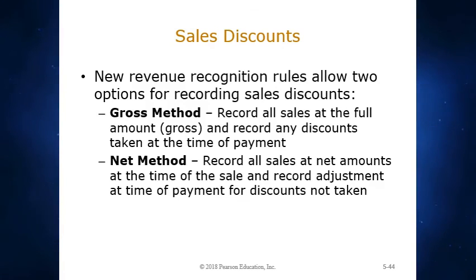When we determine sales discounts, there's a couple of different ways we can do it. We have the gross method and the net method. The gross method, we record all sales at the full amount gross and record any discounts taken at the time of payment. And then we have the net method, where we record all sales at net amounts at the time of the sale and record the adjustment at the time of payment for the discounts not taken. Typically we utilize the net method, but the gross method can also be utilized. I highly recommend that you utilize the net method whenever possible, because we really don't want to overstate that revenue. That can get us into trouble in the long run.